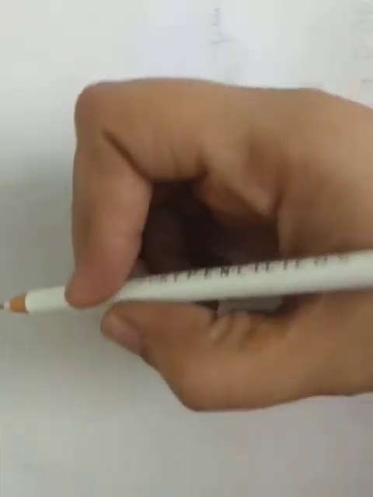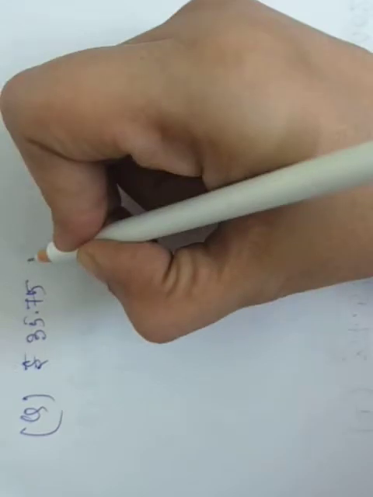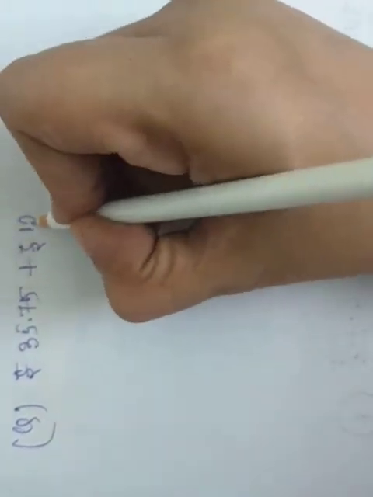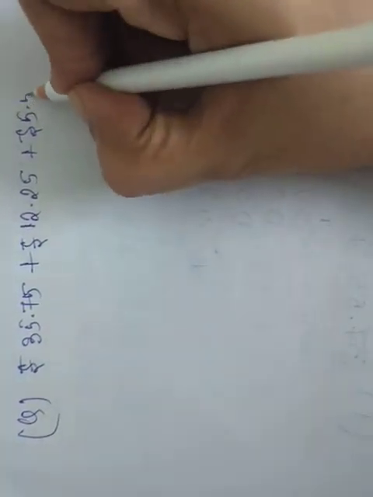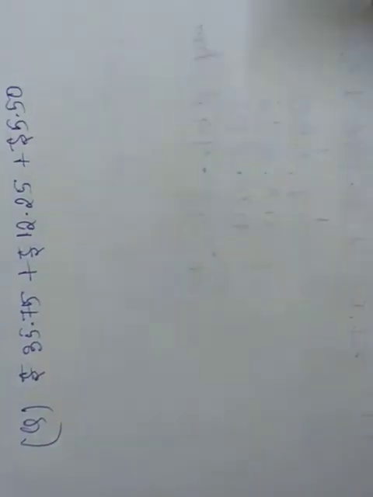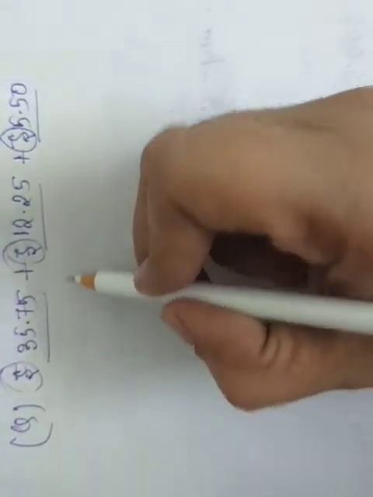Now let us do one more sum. The next sum is rupees 35.75 plus rupees 12.25 plus rupees 5.50. So we have to do what? We have to add them up. So accordingly, notice one thing, everywhere it is rupees. The unit is in rupees. So no need to change anything. We can add them up.